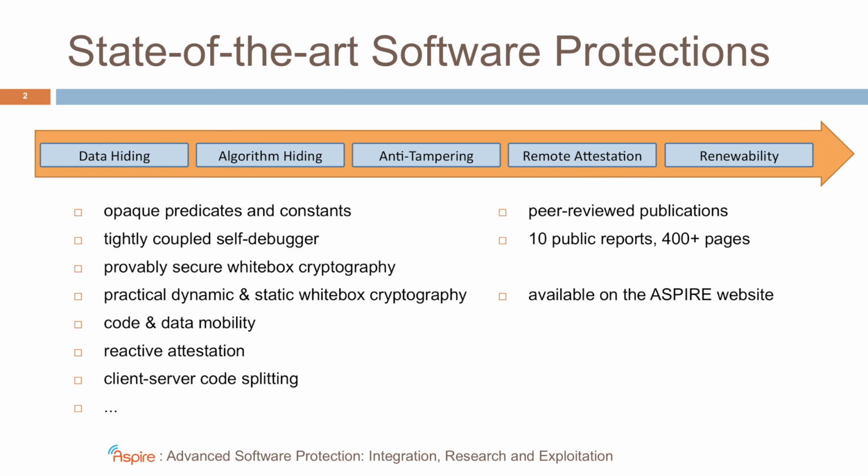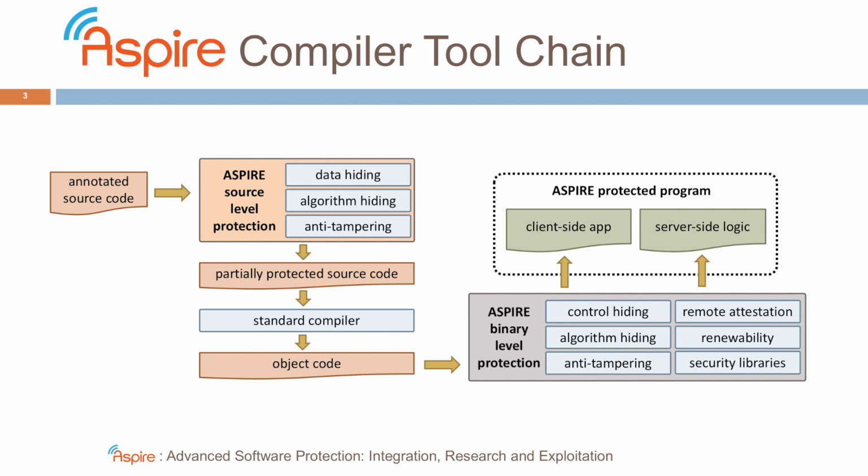Now, developing the techniques in isolation was not enough. We also combined them into the Aspire Compiler Toolchain, or ACTC. This is an overall picture of it. You might remember it. We start from annotated source code, we send it through the source level protection toolchain, and out comes partially protected source code. We send that through a standard compiler, and we get object code, and then this is sent through some binary level protection tools that eventually produce a client-side application that is protected and server-side logic that will help in protecting the client side by means of online protections.